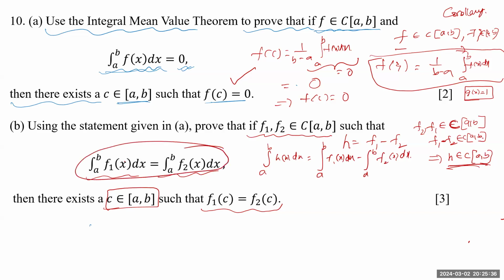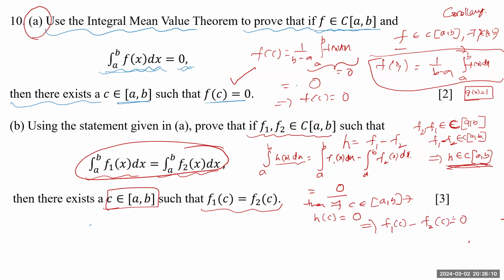But in the hypothesis, these two values are equal, so that is equal to 0. So once integral a to b h of x dx is equal to 0 and h is a continuous function, then I am going to apply part a. So there exists a c belongs to a comma b such that h of c is equal to 0. So what is h of c? That is f1 of c minus f2 of c is equal to 0. So that implies f1 of c is equal to f2 of c. That is the way, right? Any doubts? Right.